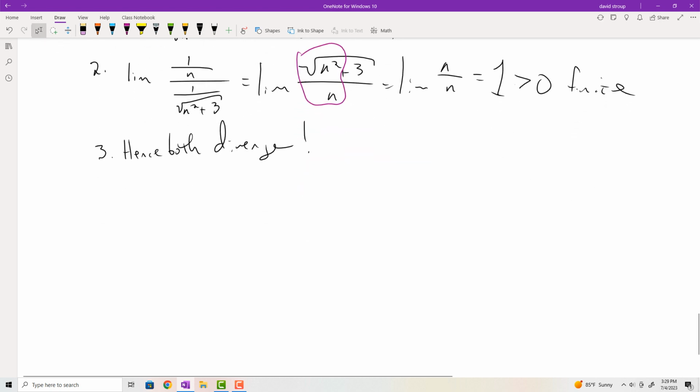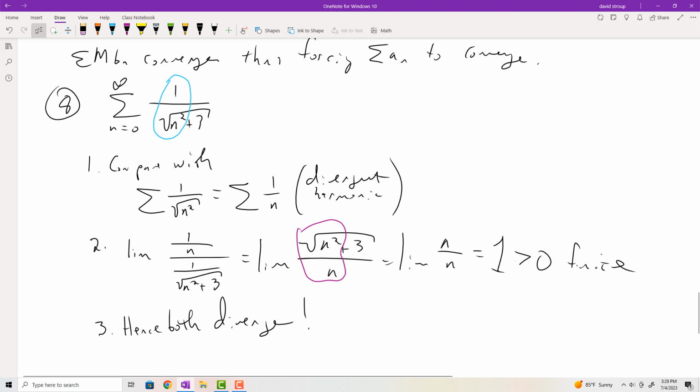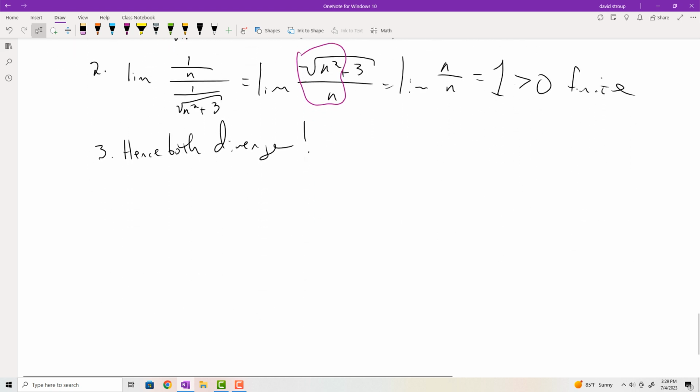So if you get a limit, that doesn't mean it's good. All it means is they both act the same. They both are kind of jerks in this case.